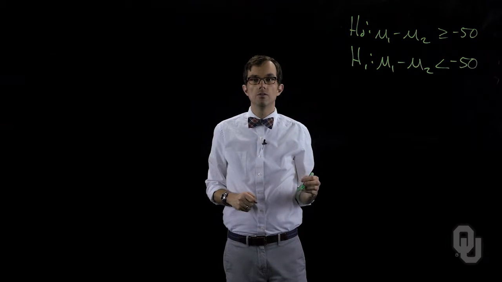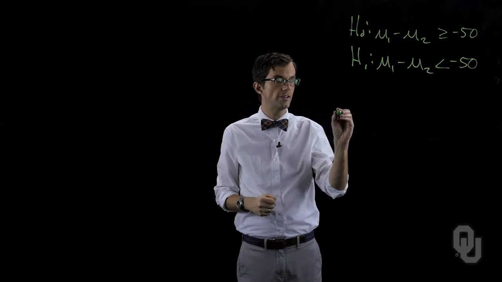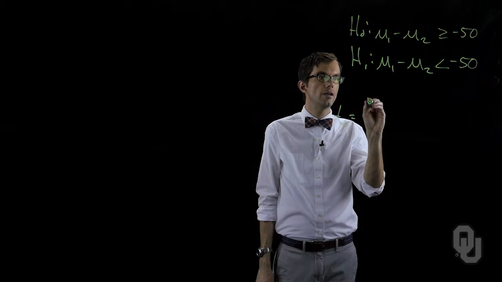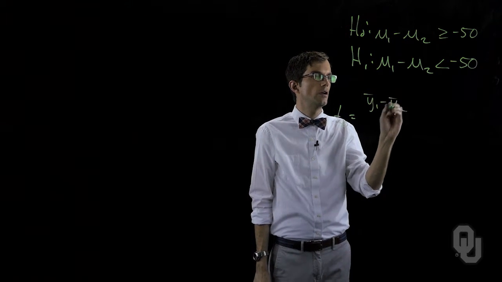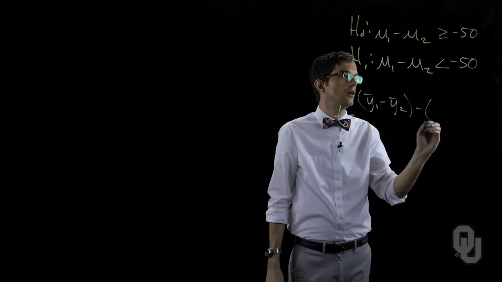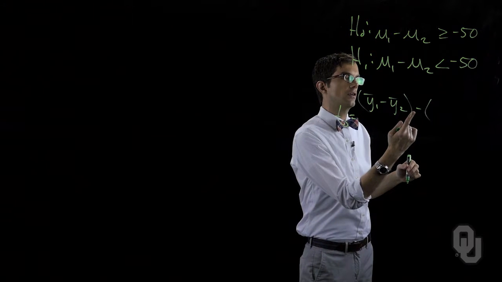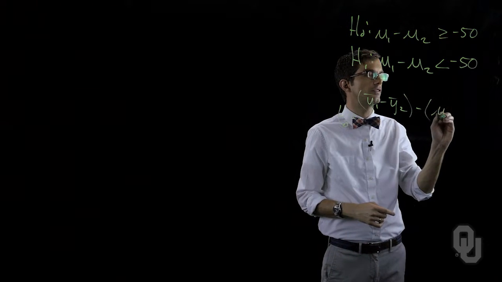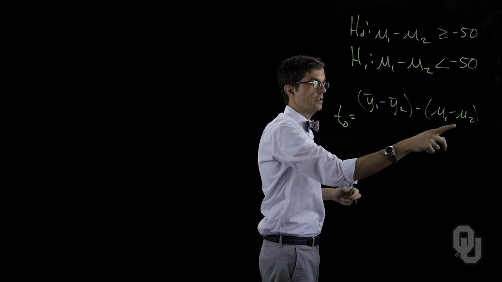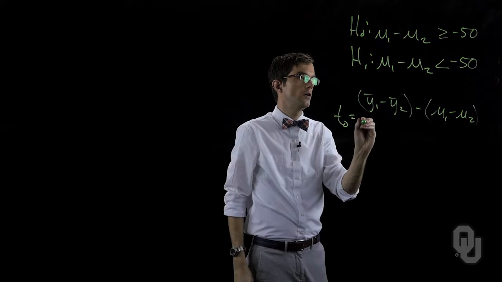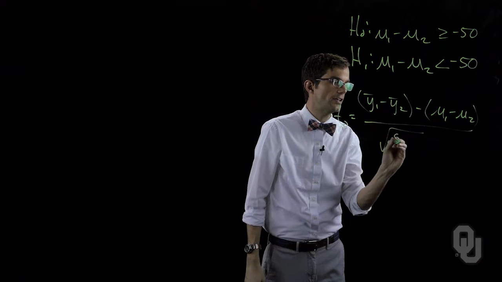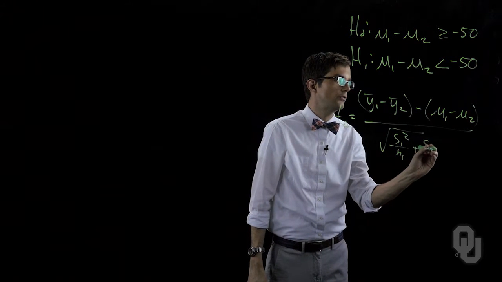So we just need to calculate what our test statistic would be. The test statistic, pretty straightforward to calculate. It is the difference in sample mean throughputs in pallets per day, that difference minus the difference in population means that we want to detect. In this case, that's going to be negative 50 right there. We're going to divide this by the standard deviation of the sampling distribution. That is the square root of S1 squared over N1 plus S2 squared over N2.